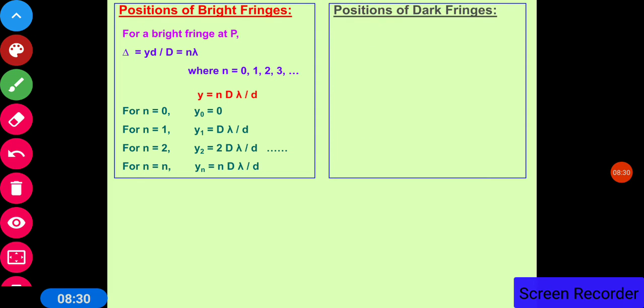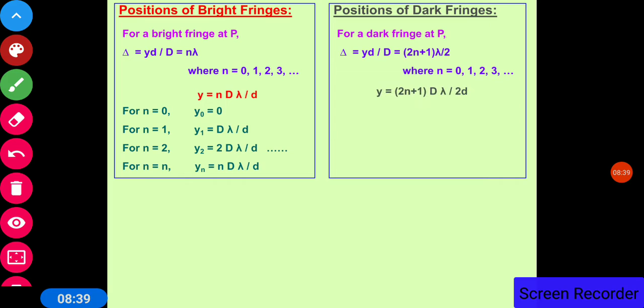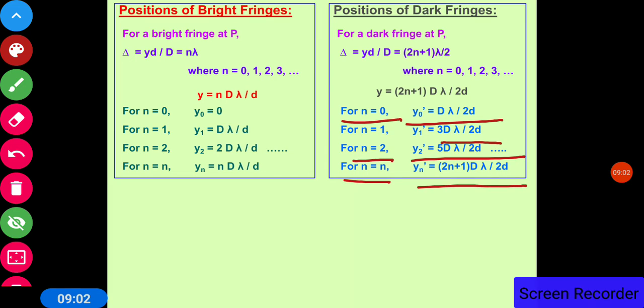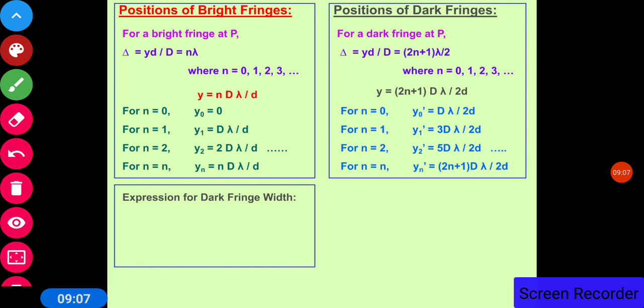Similarly, for the position of the dark fringes, this path difference should be equal to (2n plus 1) lambda by 2, and from here the value of y is equal to (2n plus 1) D lambda upon 2d. So from here, for n is equal to 0, the position of the first dark fringe is D lambda upon 2d. For n is equal to 1, 3D lambda upon 2d. For n is equal to 2, 5D lambda upon 2d. For n is equal to n, (2n plus 1) D lambda upon 2d. Now with the help of this we can find out the expression for the dark fringe.